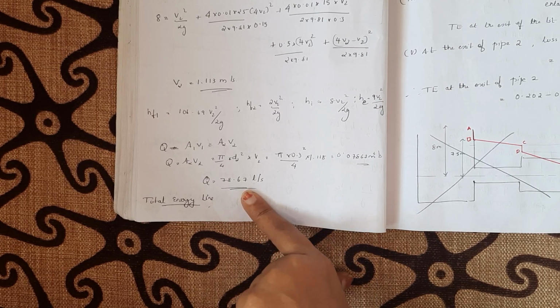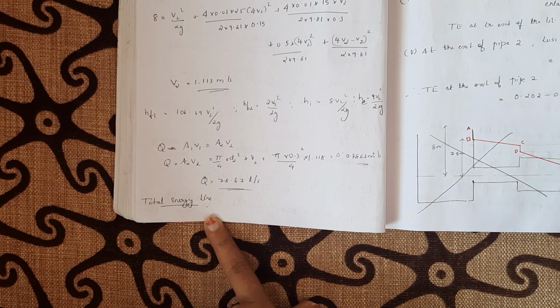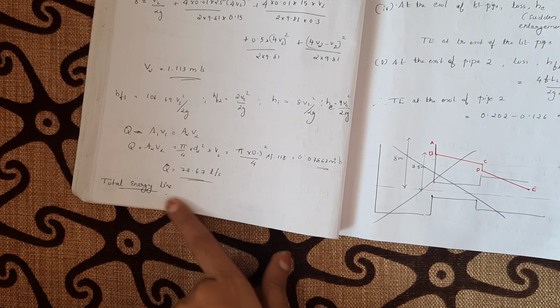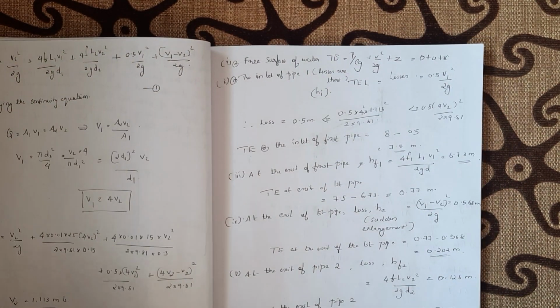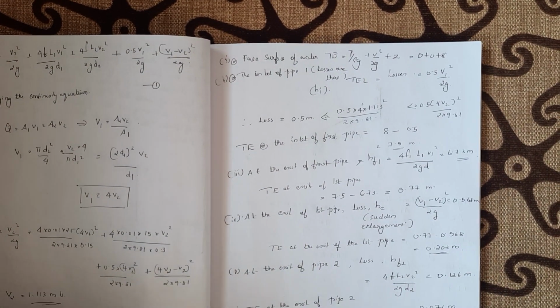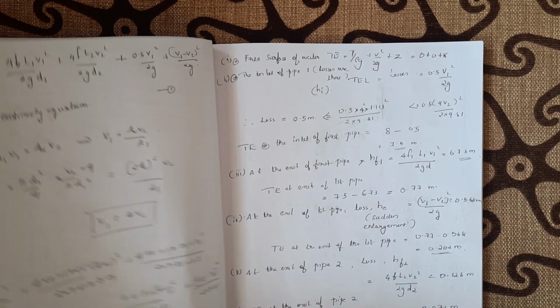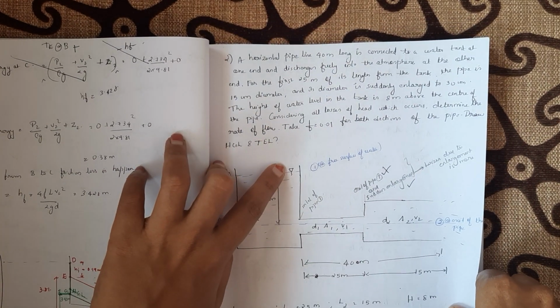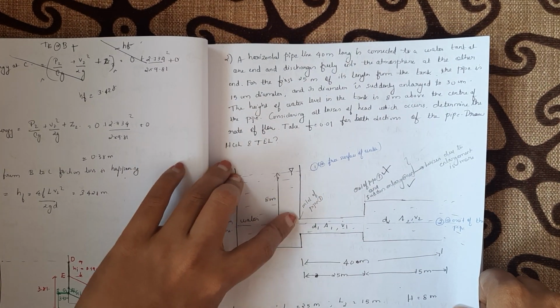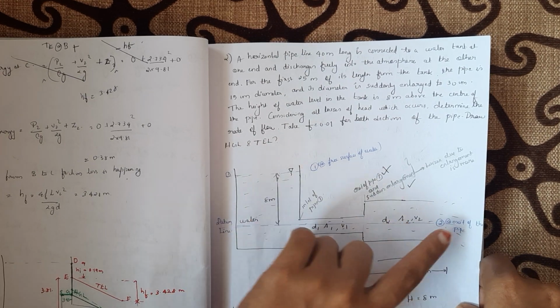If we want it in liters per second, you can express it like that. Now, the next question is to express the total energy line. That is, to draw the total energy line. So how to draw the total energy line? Going back to the figure, we'll be taking this point at the free surface, the inlet, and this point at the exit.